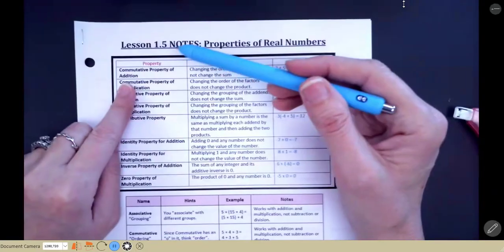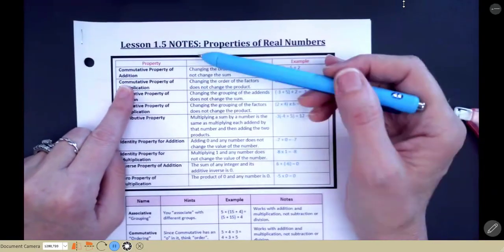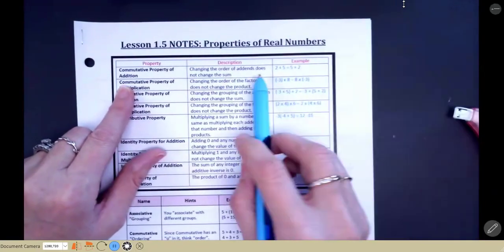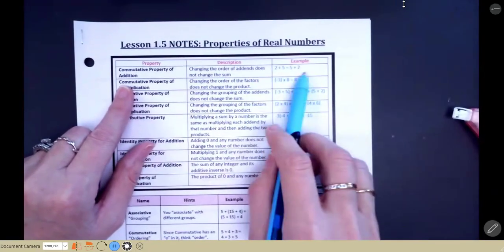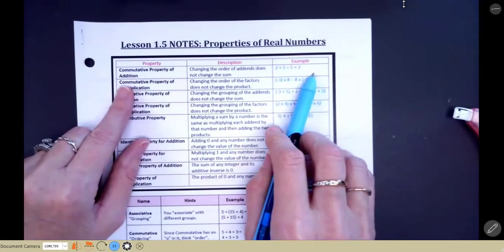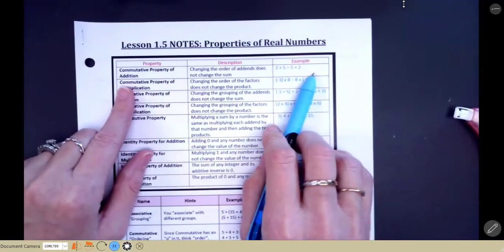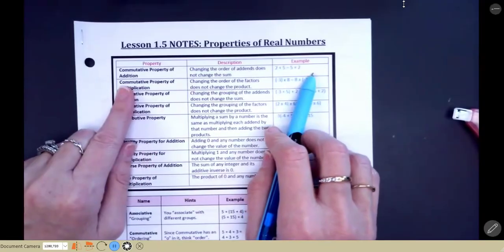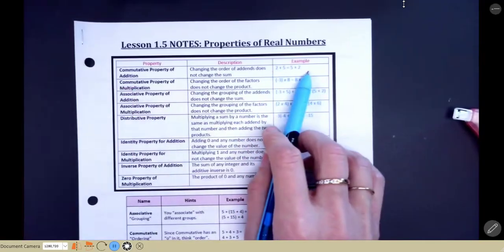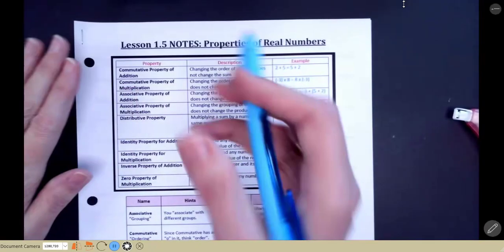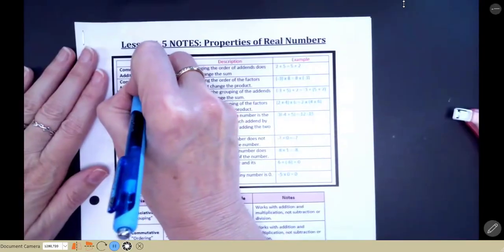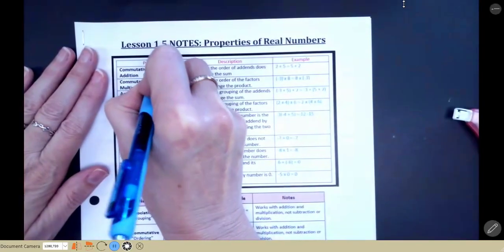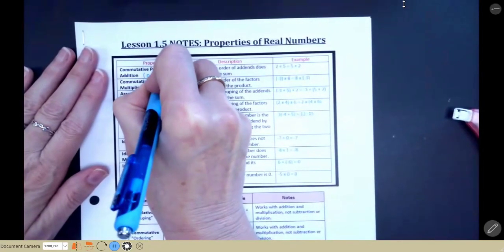The commutative property of addition means that changing the order of the numbers does not matter. You can add in any order. Now, when subtraction is entered into it, then you cannot do that. Remember, if subtraction is entered in, you go in order from left to right. But this just is the order. That's what I think of when I think of commutative property.